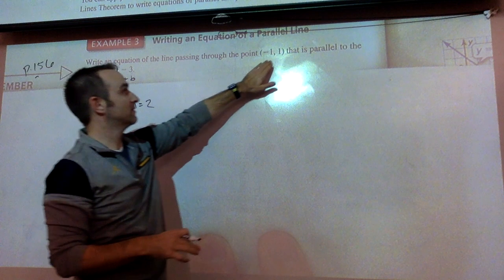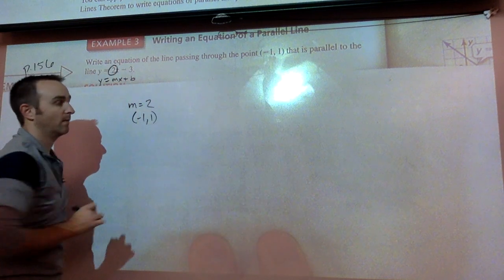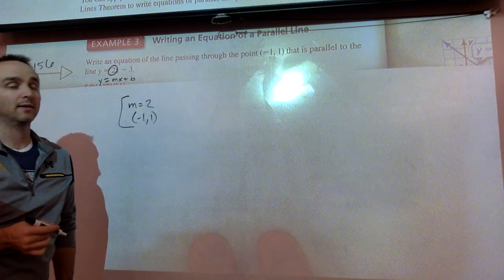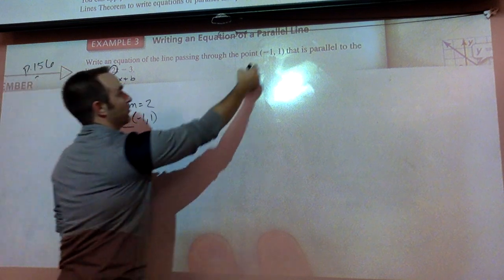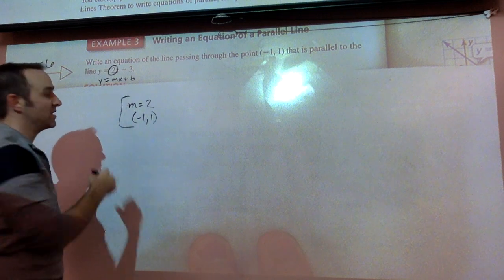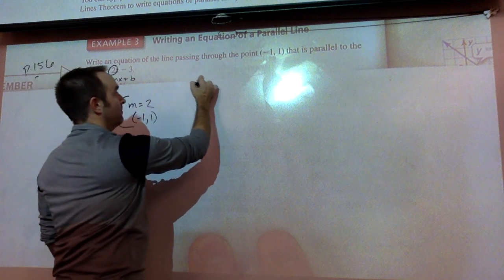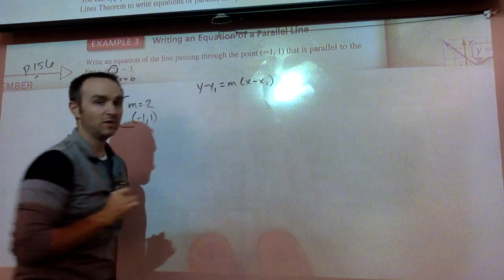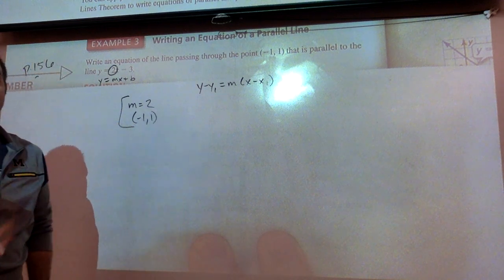I know the point that it goes through. It goes through the point -1, 1. Okay, so this is the information I know about my new line. I know it's going to be parallel to there, so it's got a slope of 2. And I know that it has to go through the point -1, 1. So using that information, I can use now point-slope form. Okay, point-slope form, I know it's been a while, but point-slope form looks like this. Okay, y minus y1 equals m parentheses x minus x1.